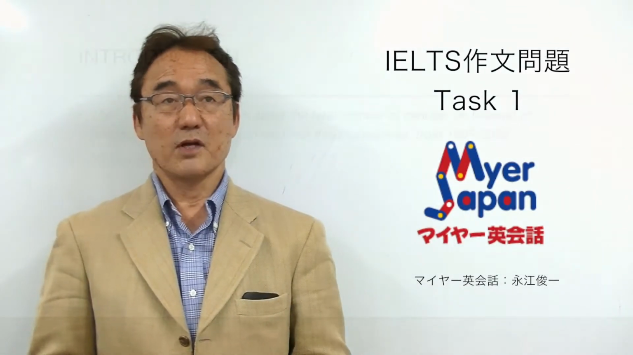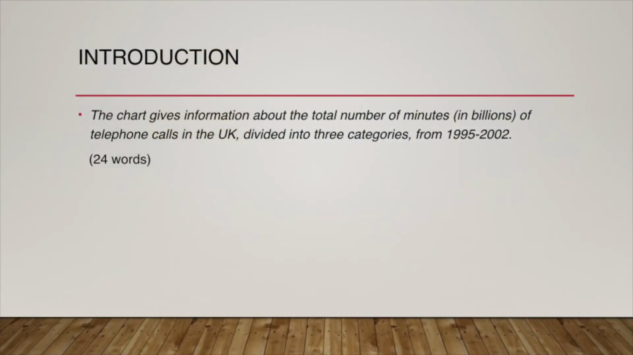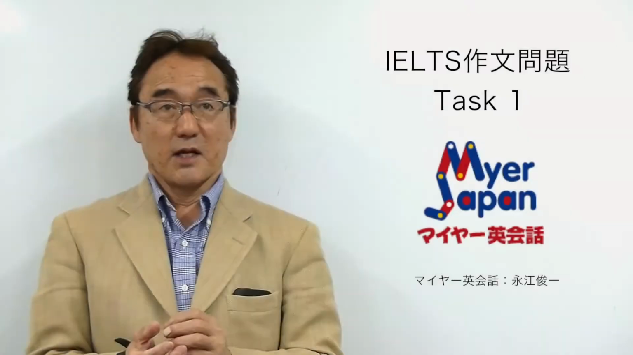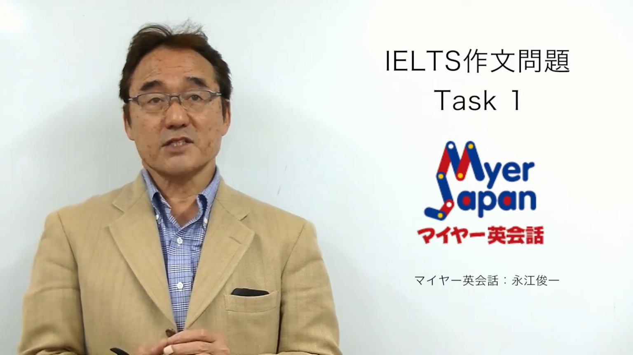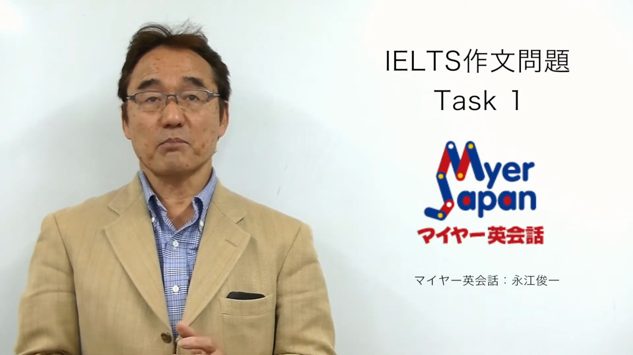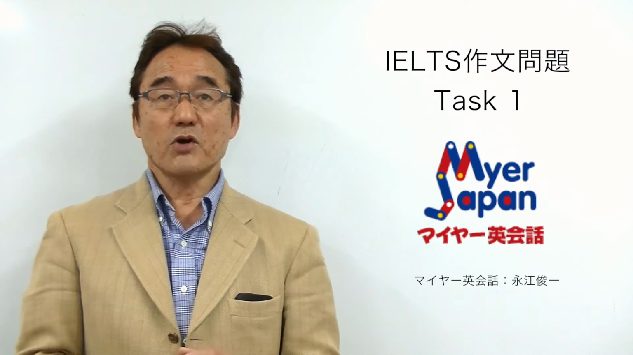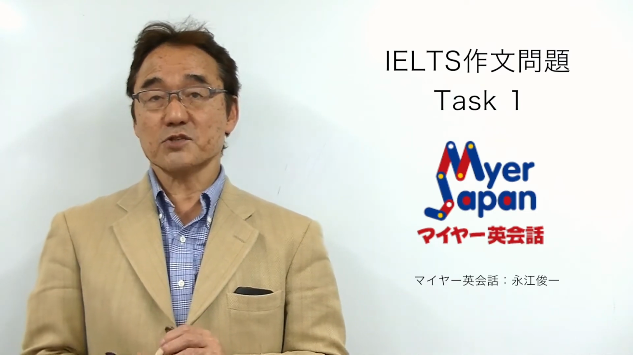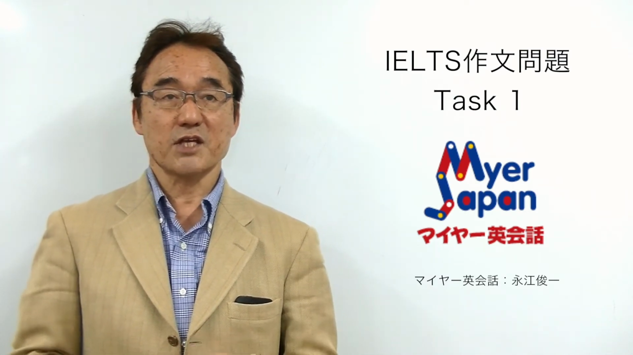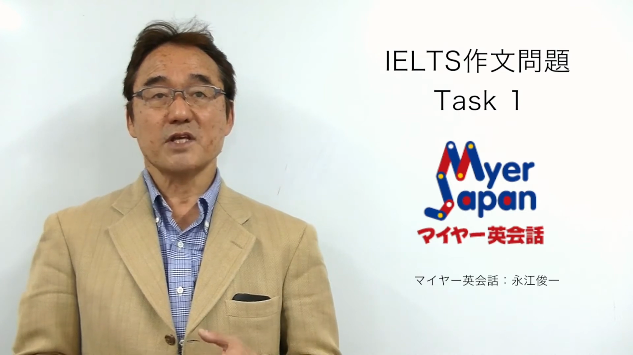Introduction paragraph. The chart gives information about the total number of minutes in billions of telephone calls in the UK, divided into 3 categories from 1995 to 2002, 24 words. As with any other essay, the IELTS Task 1 bar graph essay should also start with an introduction part introducing the essay by stating what this essay is about.